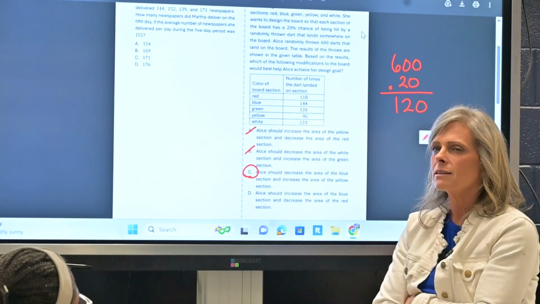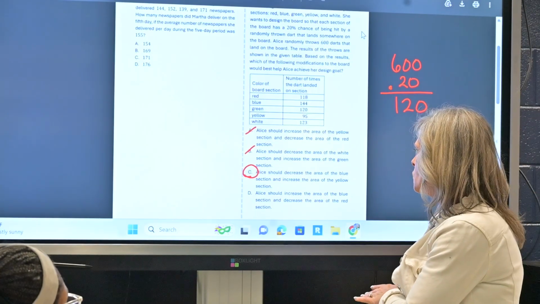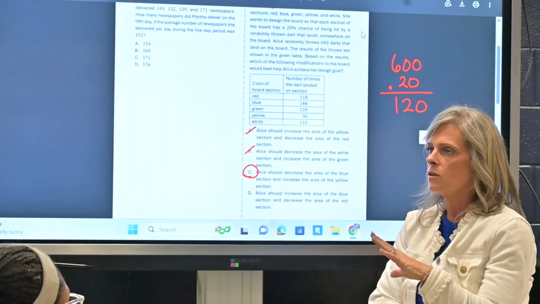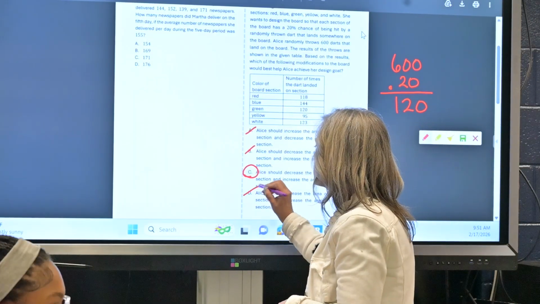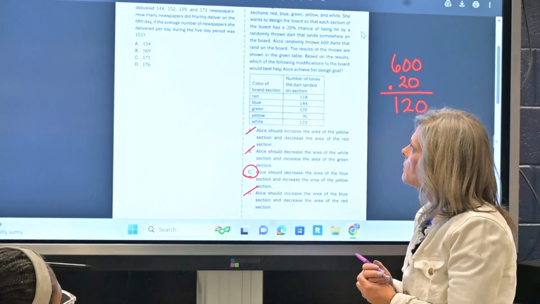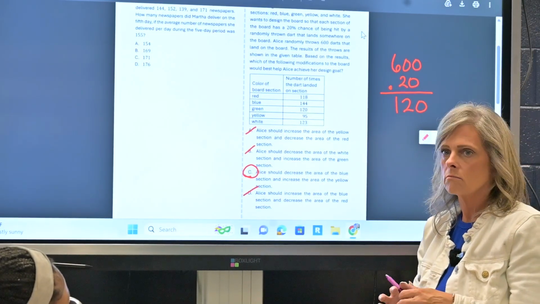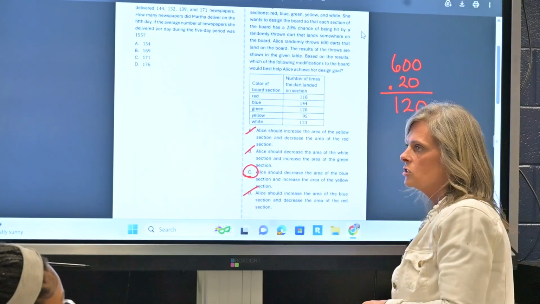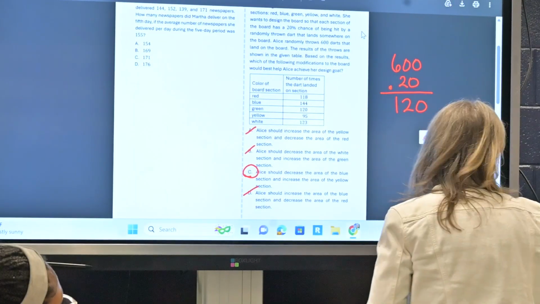And then just double check the last one to make sure that it's not a better option. So Alice should increase the area of the blue, and we know that that's not right. The blue is the bigger one, so we want to decrease it, right? So not the right answer. Okay, so far I feel pretty good about the probability section. What do you guys think? Not too bad. Just make sure that you don't mess up percents and degrees. Make sure you're really looking at it, okay?